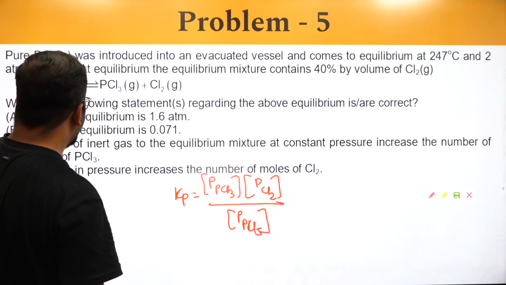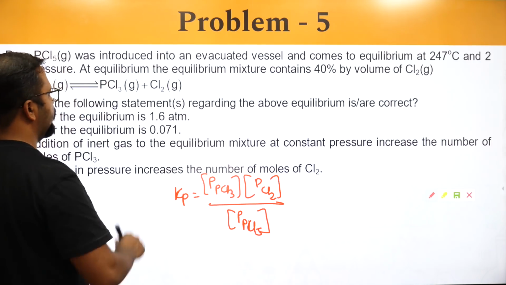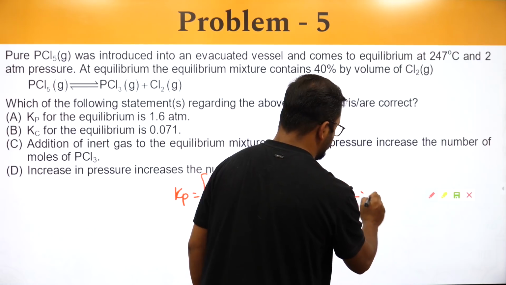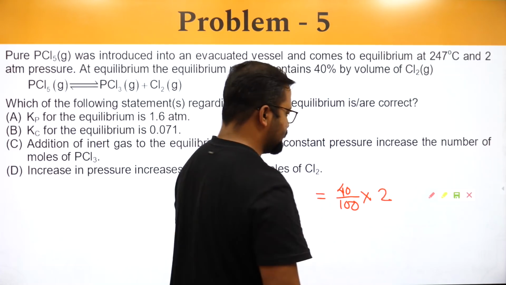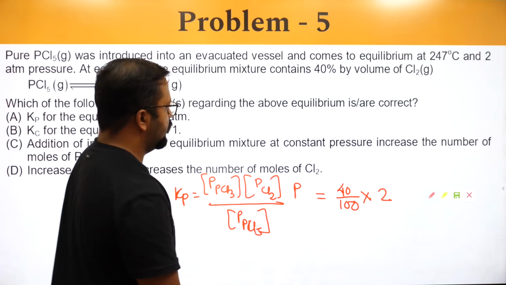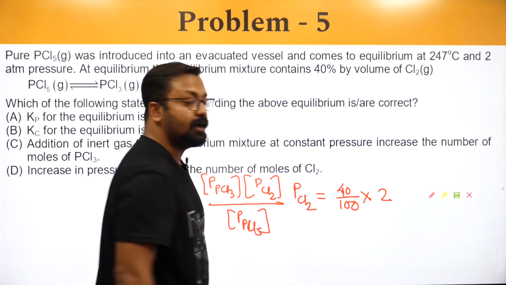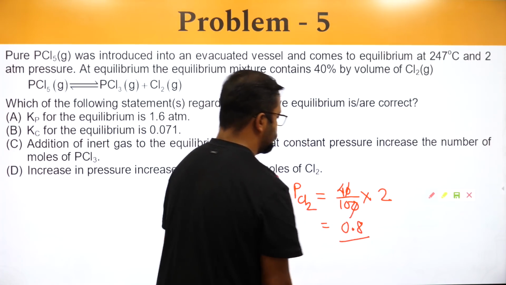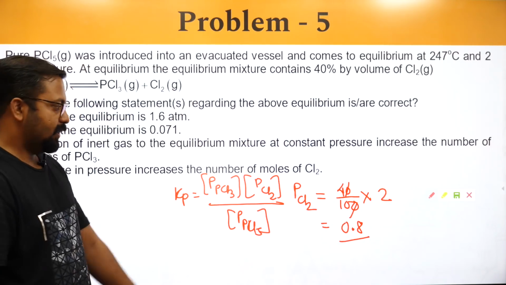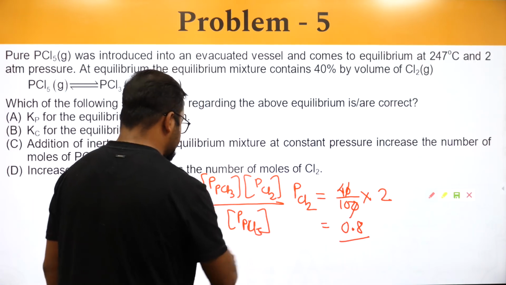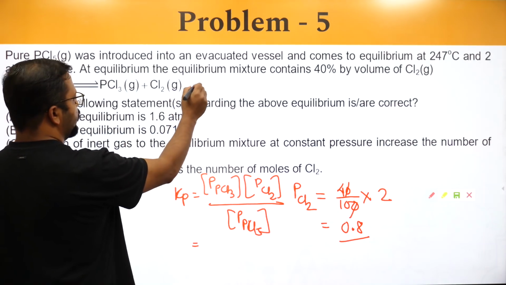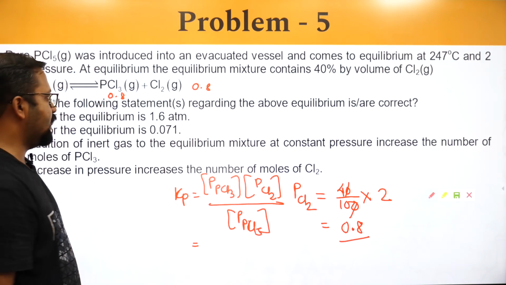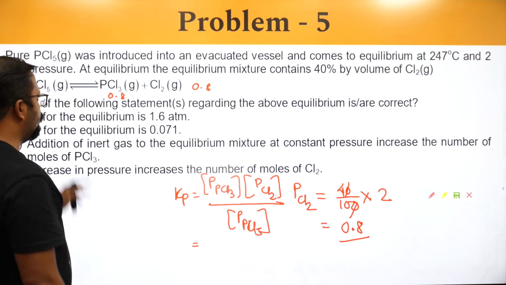Okay. Kp for the equilibrium is 1.6. Let's try to identify this. So 40% of 2, this is the pressure of Cl2. 0.8. Okay, this turns out to be 0.8. So if this is 0.8, this has to be 0.8. Okay, if this is 0.8, this has to be 0.8. What would this be equal to?